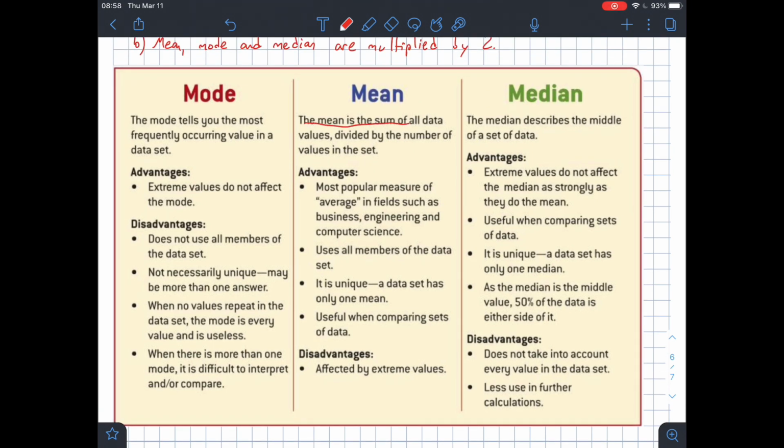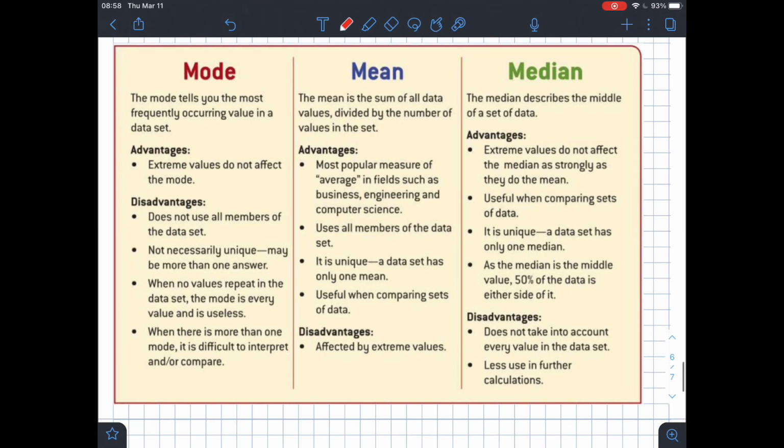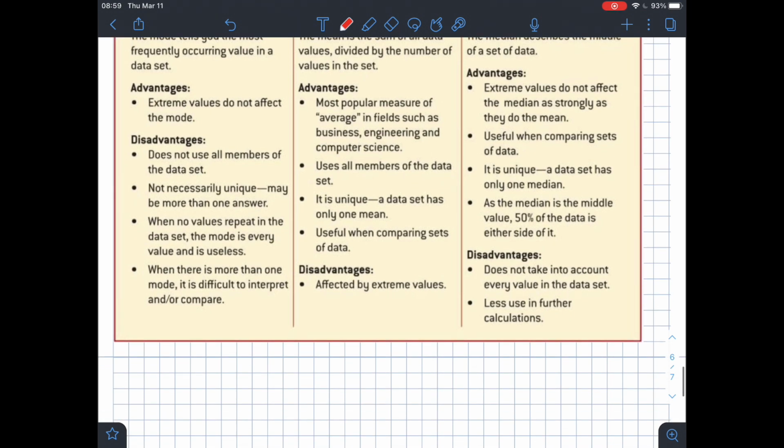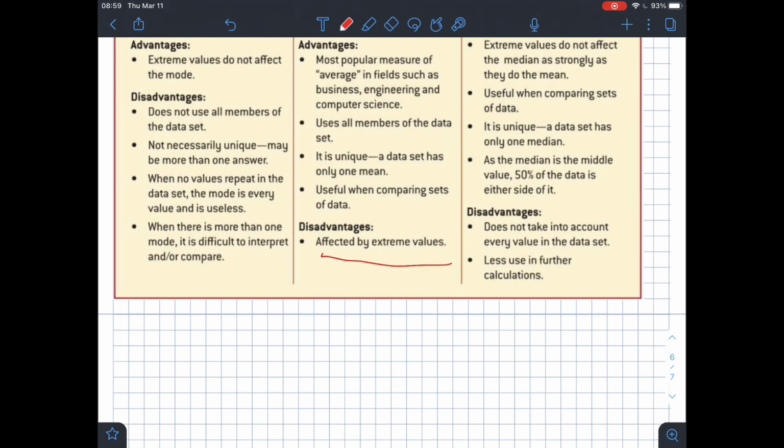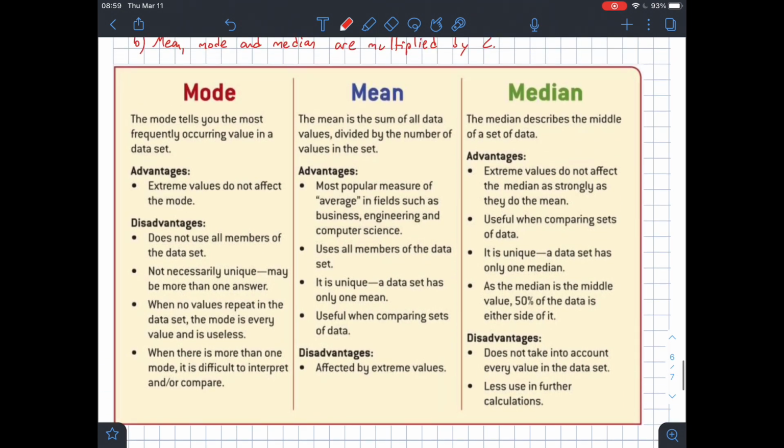Mean. The mean is a sum of all data values divided by the number of values in the set. Advantages. Most popular measures of average in fields such as business, engineering, and computer science. Uses all members of the dataset. It is unique. A data set has only one mean. And finally, it's useful when comparing sets of data. Now, the disadvantage, and this is the principal disadvantage, it is affected by extreme values, as we have seen in an example at the beginning of the year.